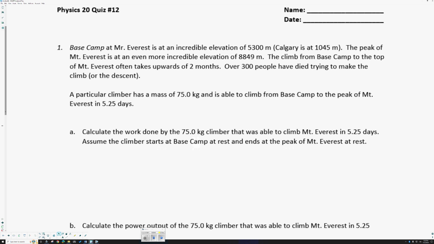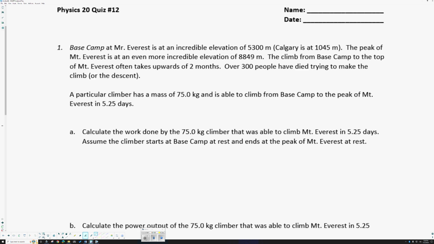We're going to find the work done by a 75 kilogram climber as he or she climbs it in 5.25 days, assuming that the climber starts at base camp and ends at the peak of Mount Everest at rest in both cases. Kind of like when we climbed up the stairs, did our little power example running up the stairs last week. Let's take a look here.